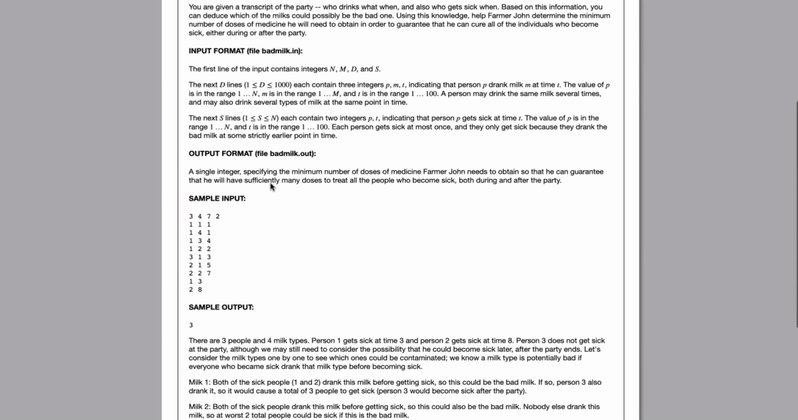The output is a single integer specifying the minimum number of doses of medicine Farmer John needs to obtain so that he can guarantee that he will have sufficiently many doses to treat all the people who become sick both during and after the party.